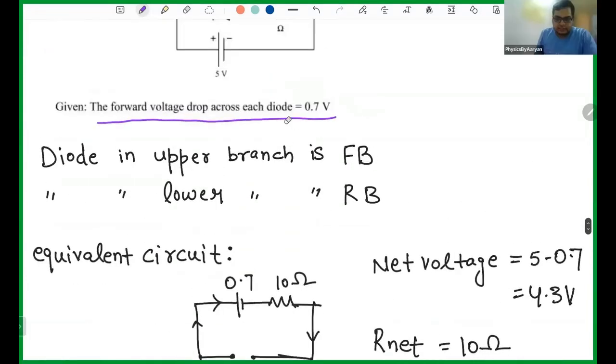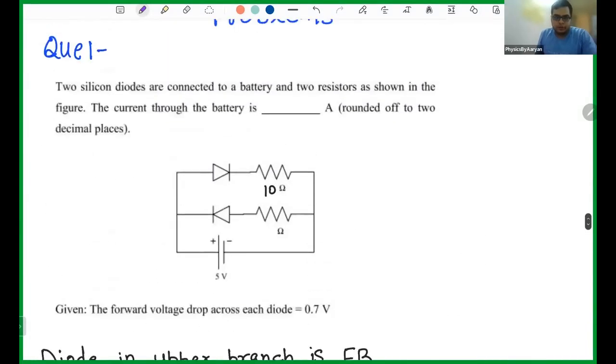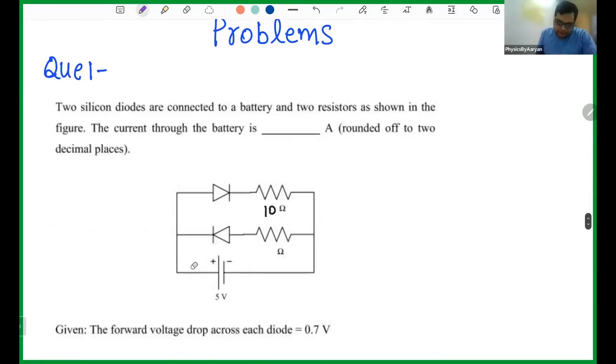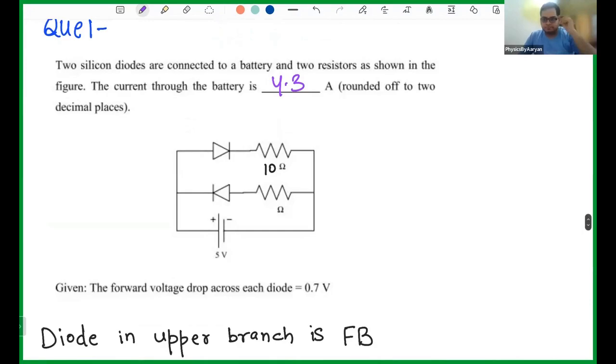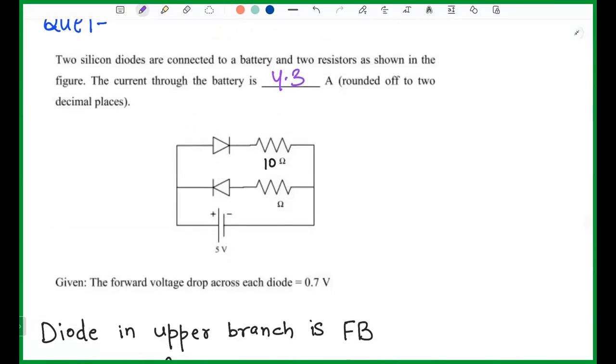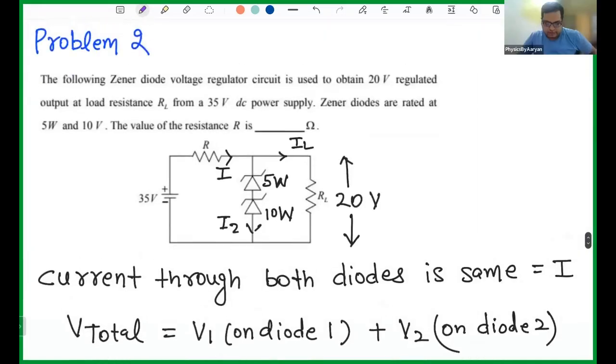So finally, the current in the circuit comes out to be 0.43 ampere, and that will be the same current through your battery. Everyone clear with this problem? Please let me know, then we will move to the second problem. All fine, everyone? I explained all the details. Okay. Let's move to the second question.